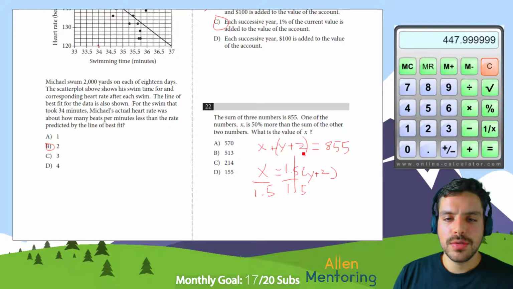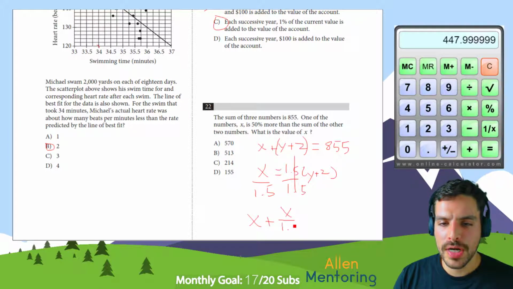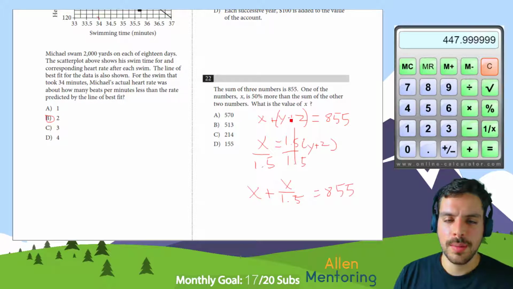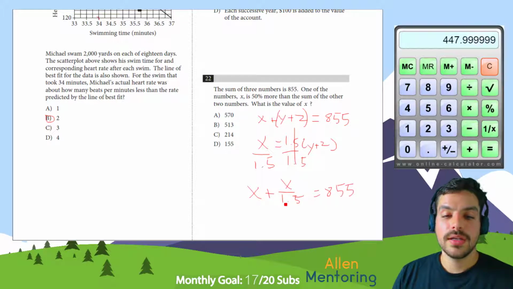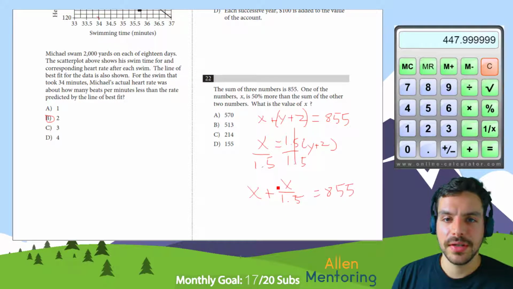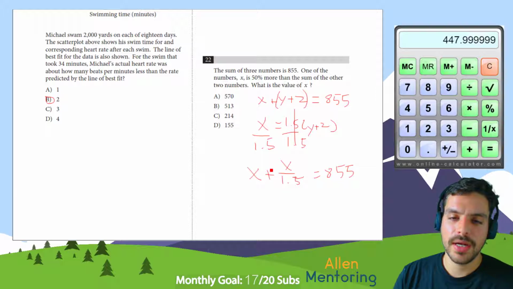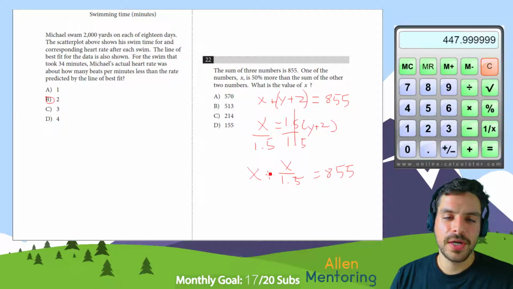Aha. So now we can rewrite this first equation as x plus x over 1.5 is equal to 855. Do you see how we substituted the sum of y plus z in the form of x? So now we're actually dealing with only one variable and one equation, and this is totally solvable. But it's still not a piece of cake. There could be mistakes made. So how do we solve this equation here?